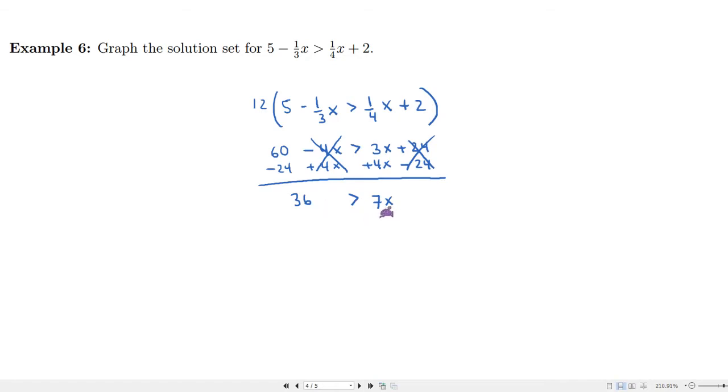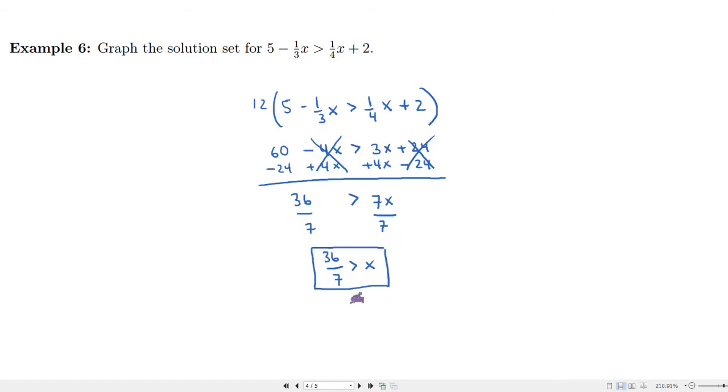And so at this point, we're going to isolate the x. We're going to divide both sides by 7. And that's our answer, right? So 36 divided by 7 is greater than, strictly greater than, x.